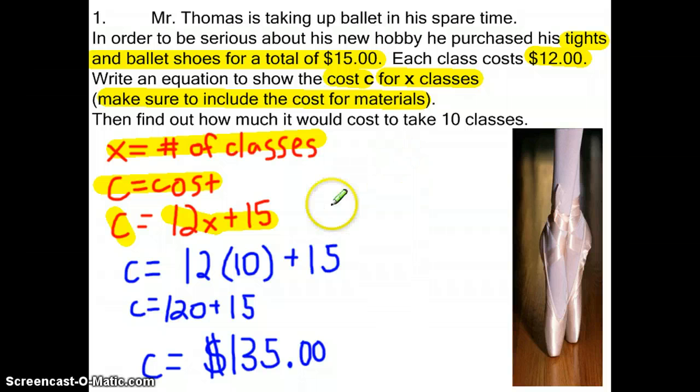So there's our equation. Now it says find out how much it would cost to take 10 classes. Well, we know we're still going to have to pay for our tights and our ballet shoes, so we're automatically going to have that plus 15. And it's still going to be the same price for a class, $12 for a class. But the information we have now is what X is, how many classes we're going to take. And we're going to take 10 of those. So we take 12 times 10 to get the cost for 10 classes, and that's 120, and then we still have to add on our 15 to buy our materials. So when we add on our 15, we get a total cost of $135.